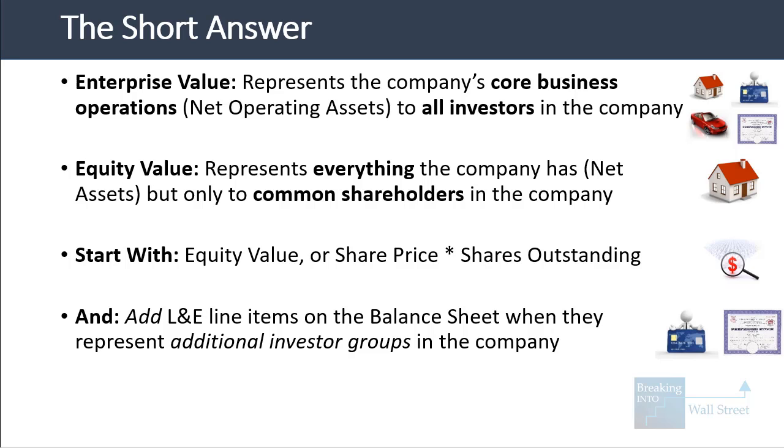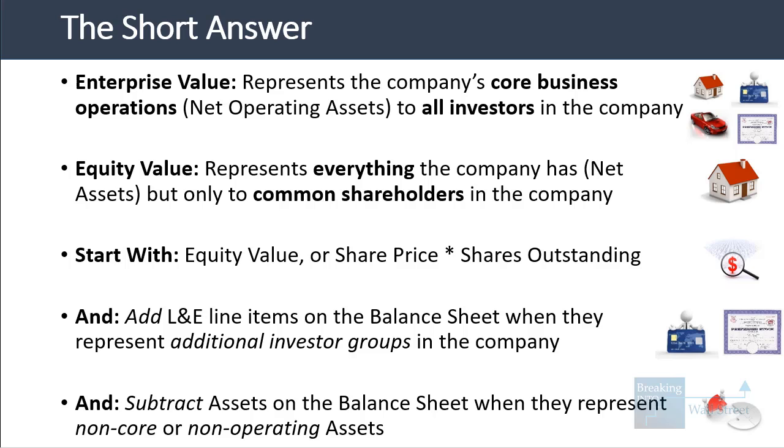Then to move to enterprise value, we add liability and equity line items that represent additional investor groups, because equity value is just the common shareholders. Enterprise value is all the investors. So if something represents another investor group beyond the common shareholders on the liabilities and equity side, we need to add it. And then we subtract assets on the balance sheet when they represent non-core or non-operating assets, because enterprise value is about the company's core business operations.